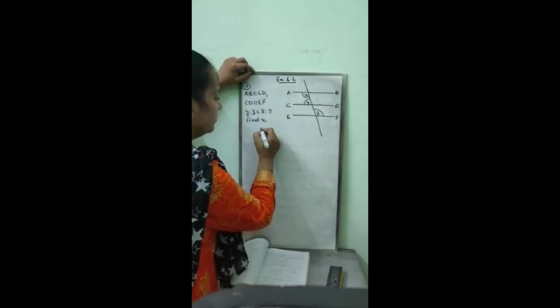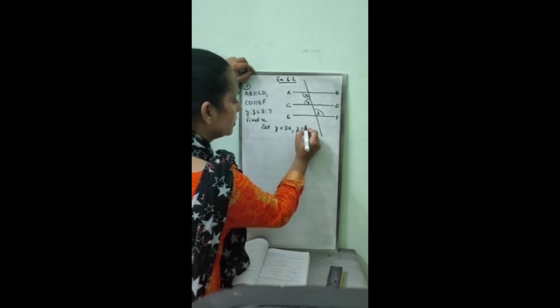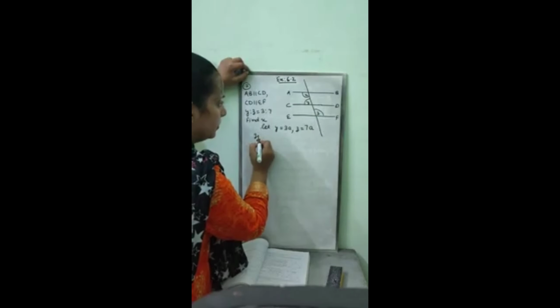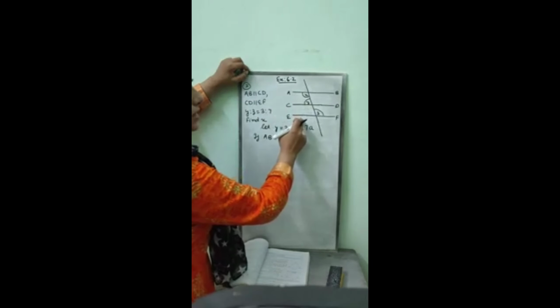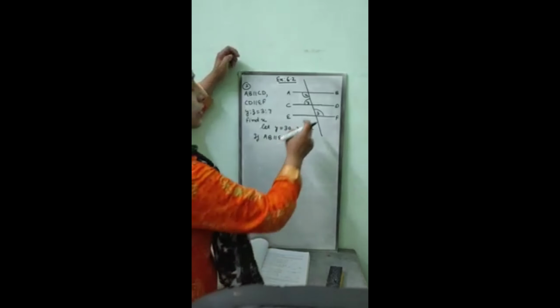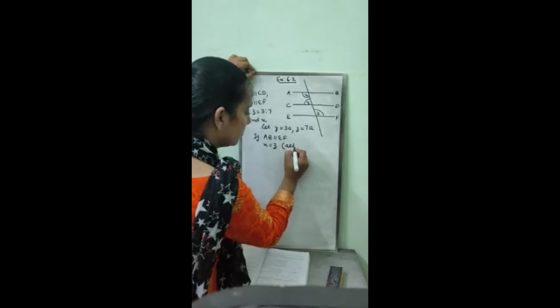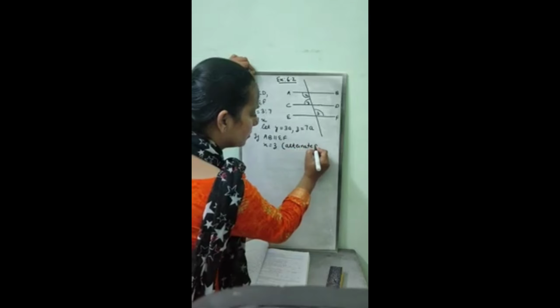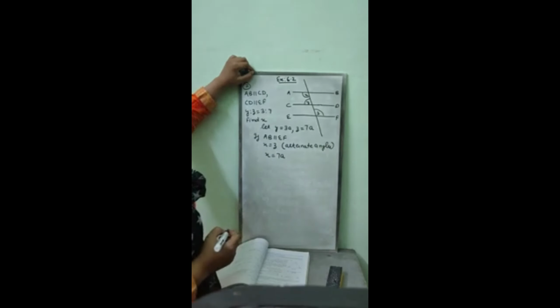Clear? Let Y is equal to 3A, Z is equal to 7A. Clear? If AB is parallel to CD, CD parallel EF, it means AB parallel EF. This is understood. If AB is parallel to EF, it means X is equal to Z. These are alternate angles. X is equal to Z. Z is 7A, it means X is also 7A.